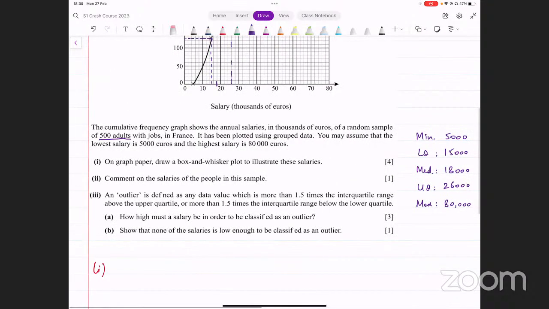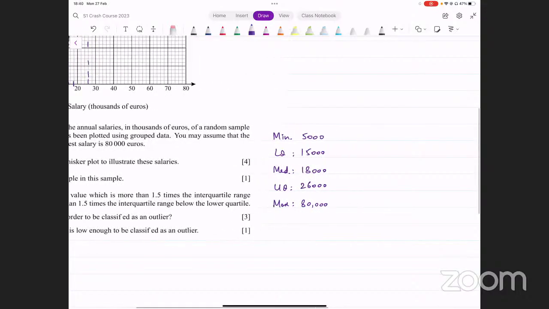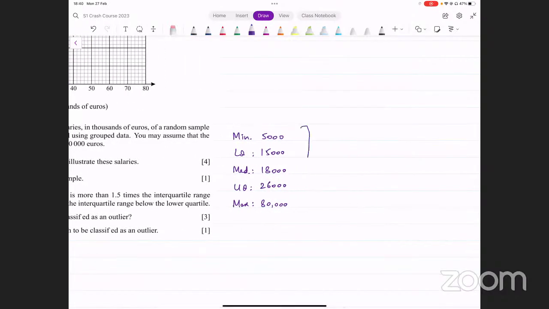Look at the second part. It says comment on the salaries of the people in this sample. Now, when you've drawn the box and whisker plot, you would see this is how the distribution looks like. So you can see most people have salaries in this region between 5,000 and 26,000. And then there are very few people who have salaries above 26,000. So the highest is 80,000, but you can say most people have salaries. So that's like 75% of people.